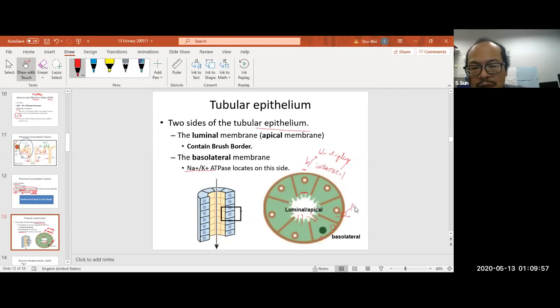So we have the potassium pump in and the sodium pump out. So that's the luminal cells. Any questions?